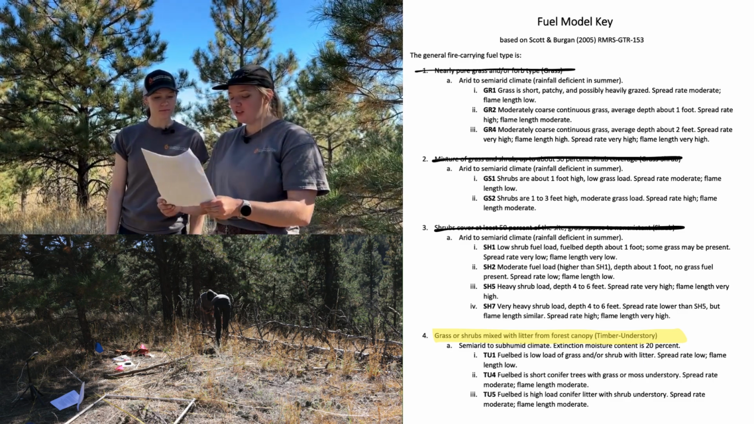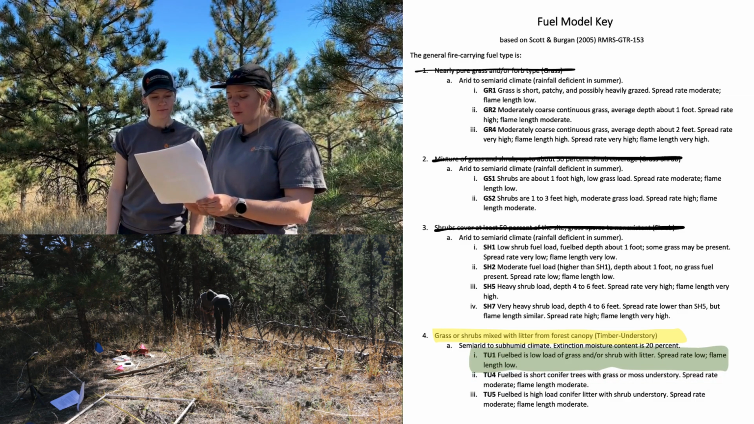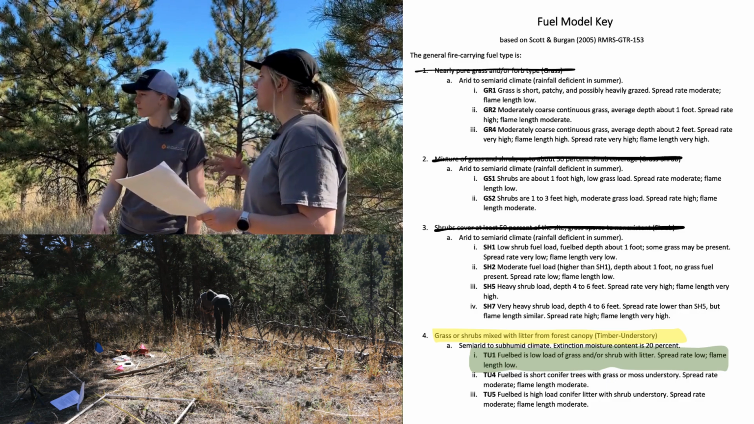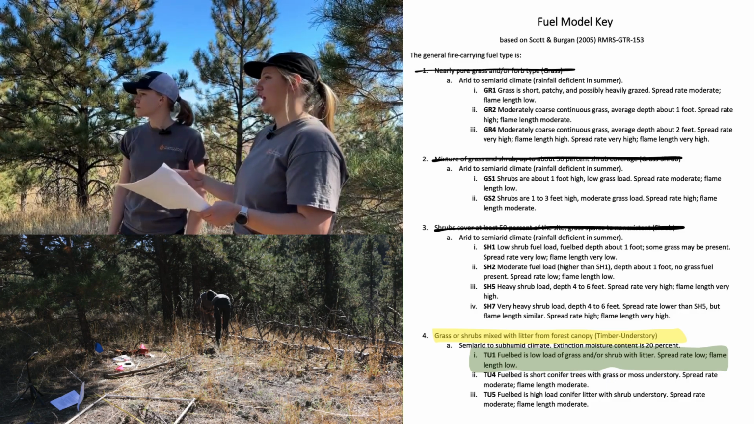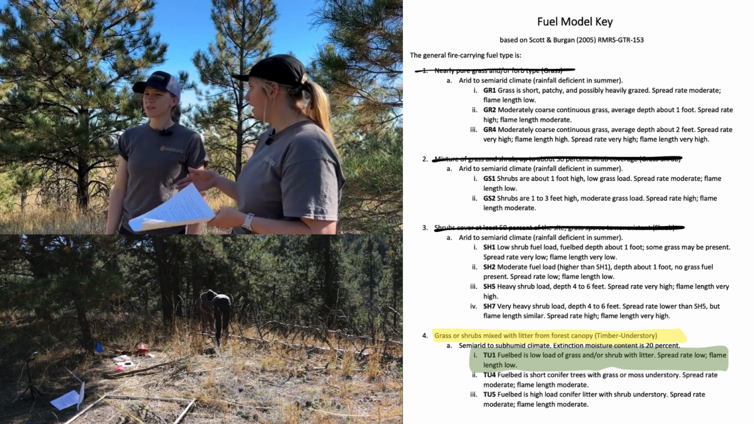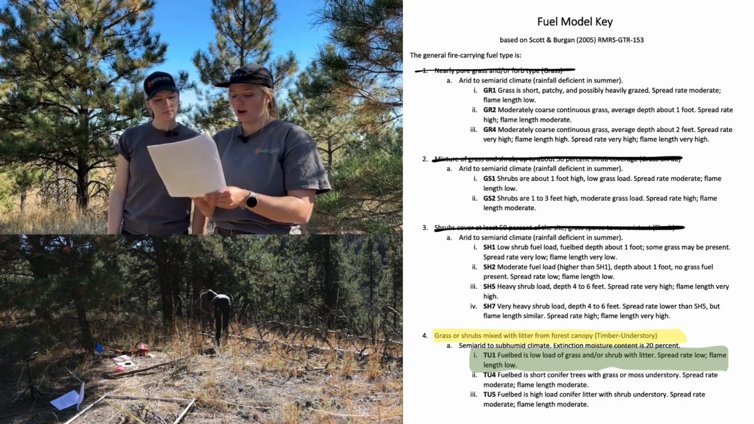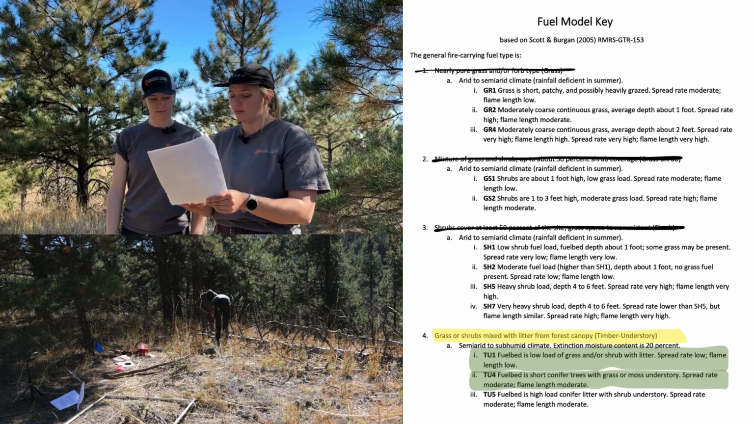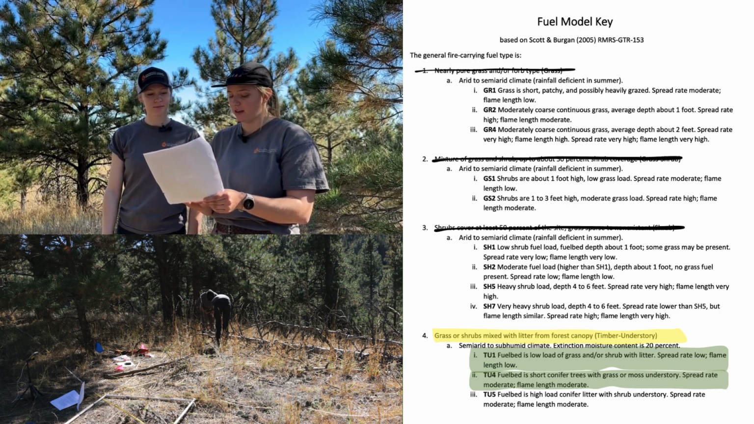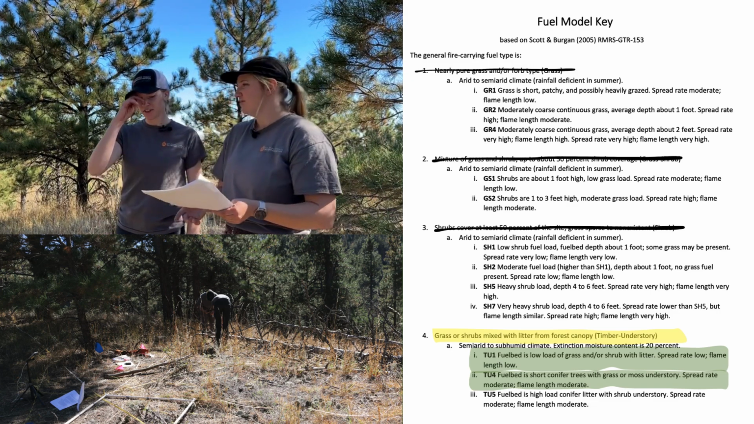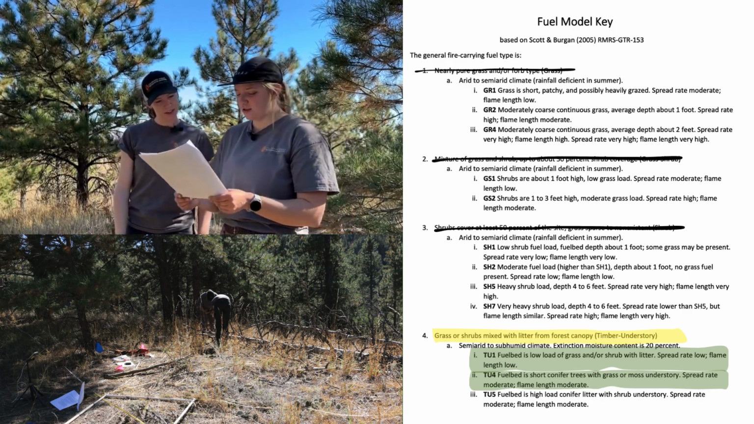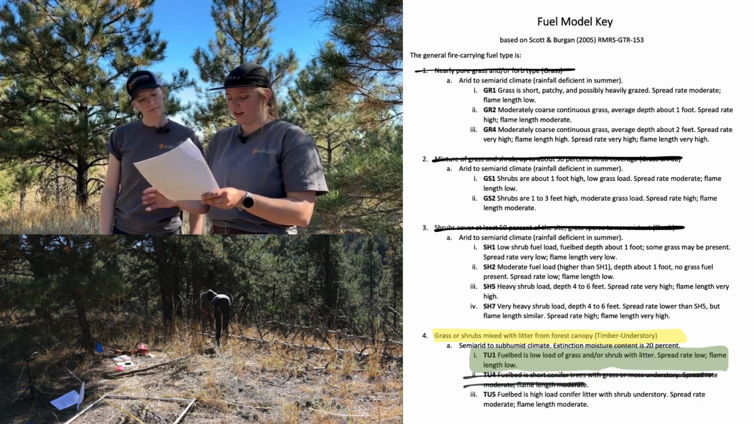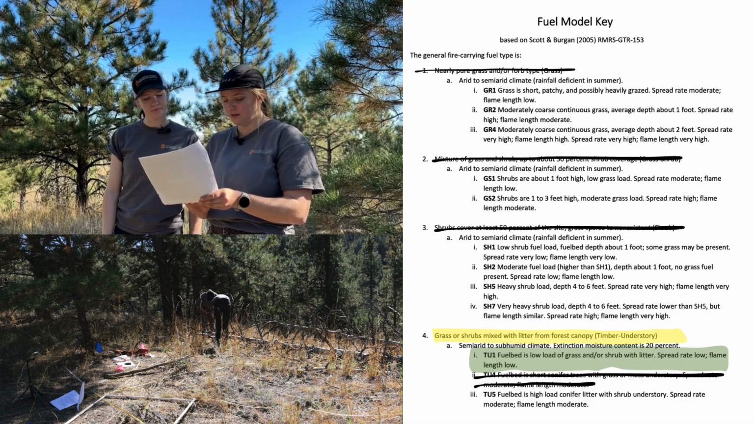Let's look at our first option, which is TU1. Fuel bed is low load of grass and or shrub with litter, spread rate low, flame length low. To me, that sounds pretty characteristic, but maybe let's check the other options to make sure they don't sound characteristic. Okay, TU4. Fuel bed is short conifer trees with grass or moss understory, spread rate moderate, flame length moderate. Short conifer trees is not correct, so I would say no. Yeah, it's mostly grass and shrub with litter.